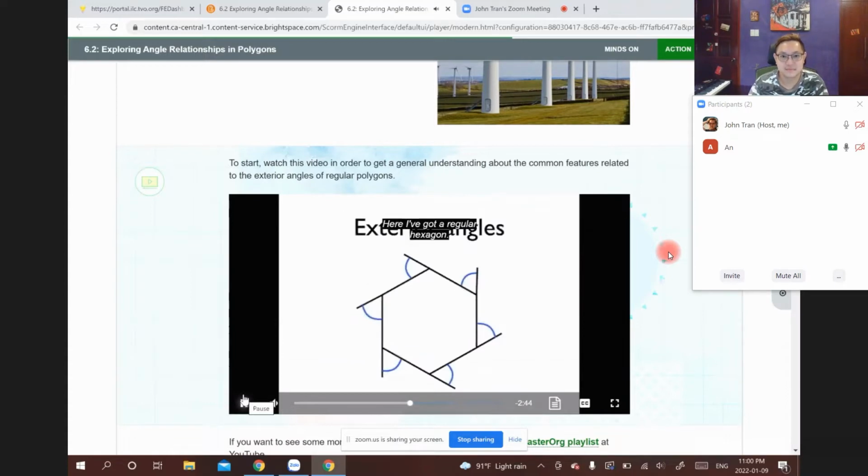Here I've got a regular hexagon. Let's see how we calculate the exterior angles of a regular polygon. So I'm starting with a regular hexagon, a 6-sided polygon, and all the sides are the same length, but also in a regular polygon, all the exterior angles are the same size. So if I call an exterior angle size A, in a regular polygon, all of those exterior angles would be size A. And in a hexagon, there are 6.